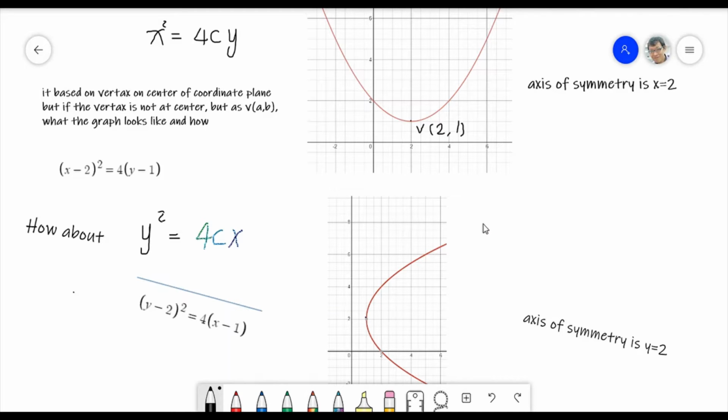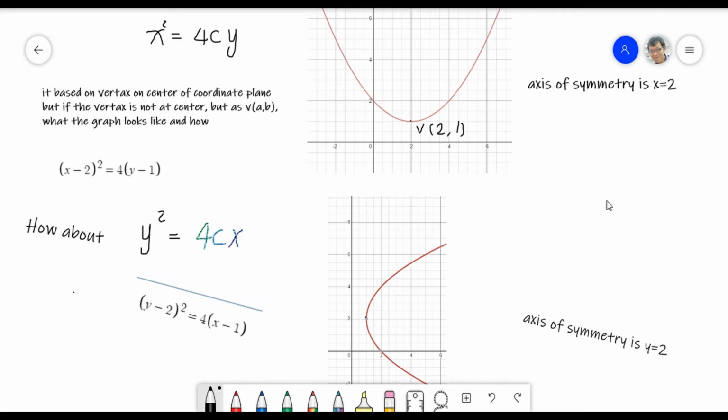So when 4c is positive, it's turning up, but when 4c is negative, it's turning down. Same thing here with y squared equals 4cx: when 4c is a positive number, the curve tends to the right, but if 4c is negative, it tends to the left side.